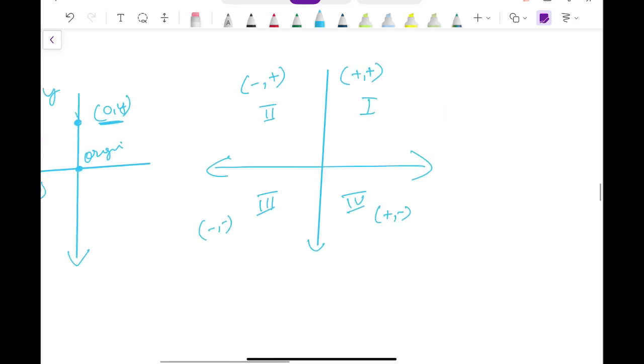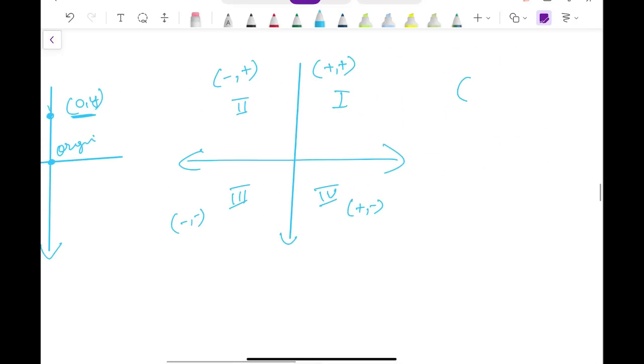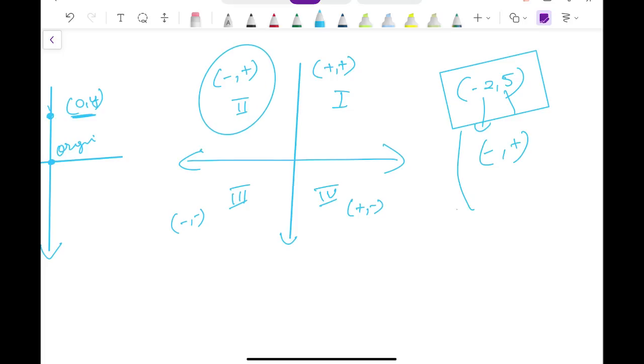So let's take an example. If in your question it is given minus 2, 5, which quadrant does it lie in? If you want to find which quadrant this point lies in, you look here. X here is minus, and what is this one? Plus, right? Minus and plus. So this lies in quadrant number 2. So that kind of question can also be asked. So it's easy to remember.